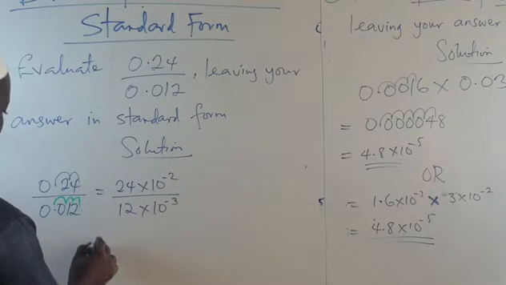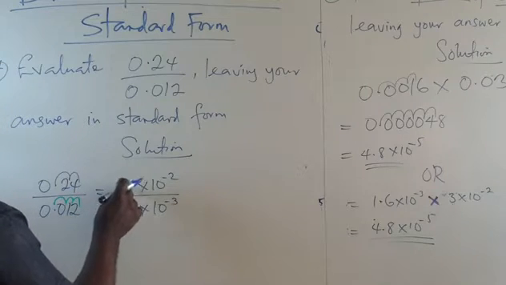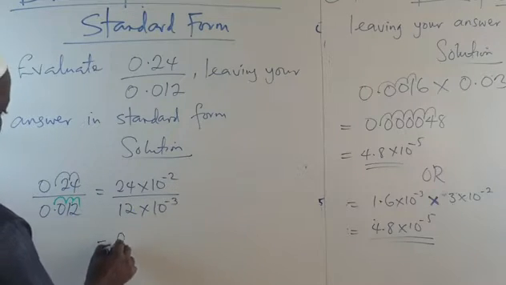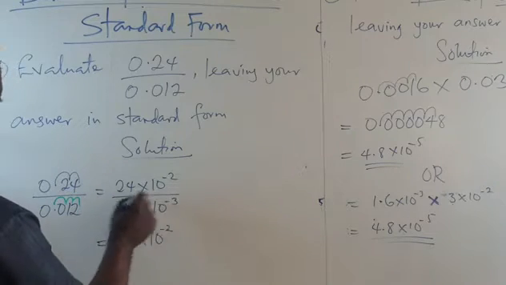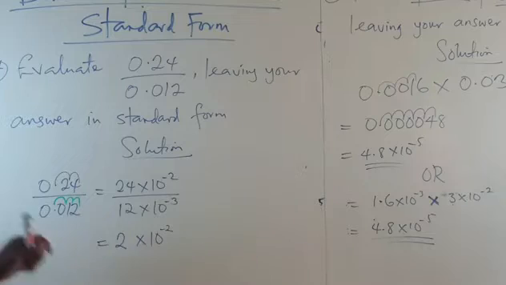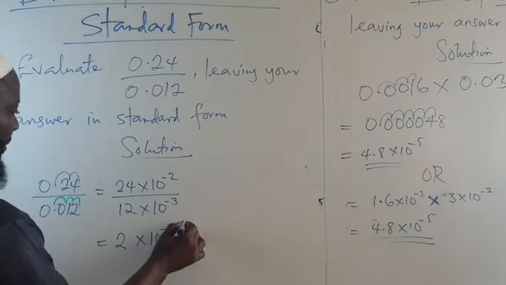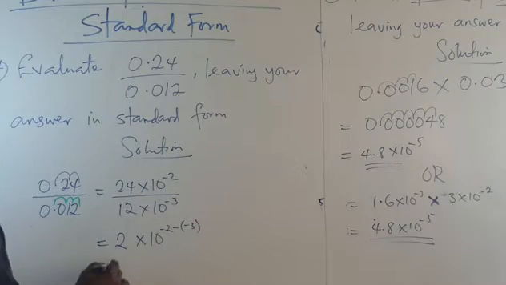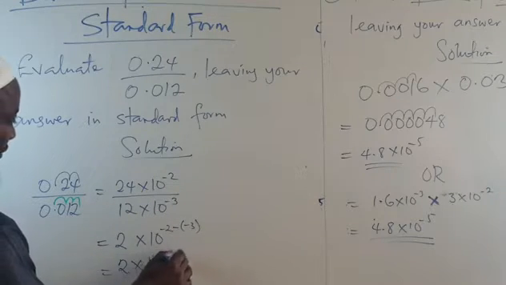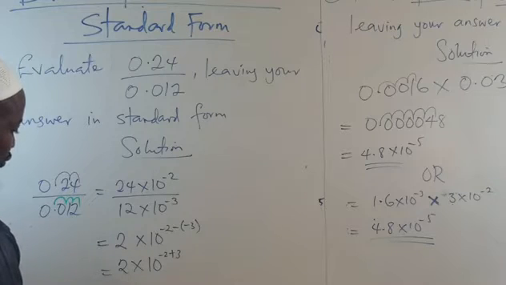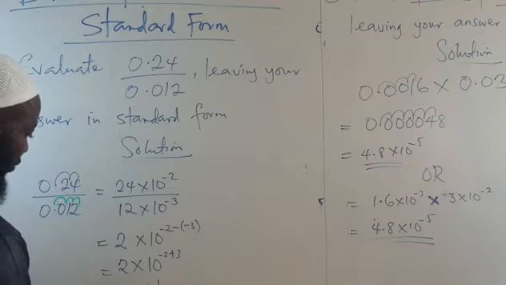So in that case, I will have 24 divided by 12, that gives us 2, times 10 raised to the power minus 2. Because it's division, it's going to be minus minus 3. So that gives us 2 multiplied by 10 raised to the power minus 2 plus 3. So that means it will be 2 multiplied by 10 raised to the power 1. And the answer is 2 times 10 raised to the power 1.